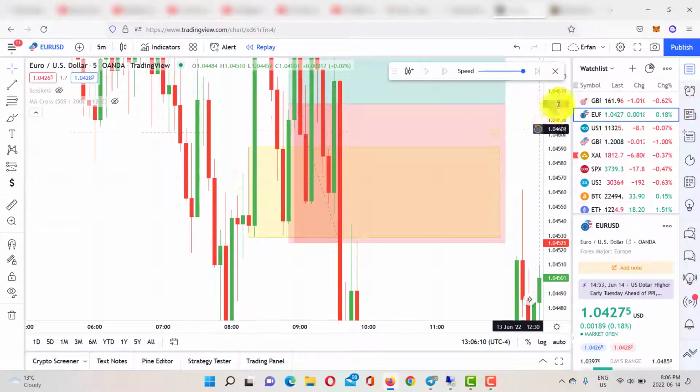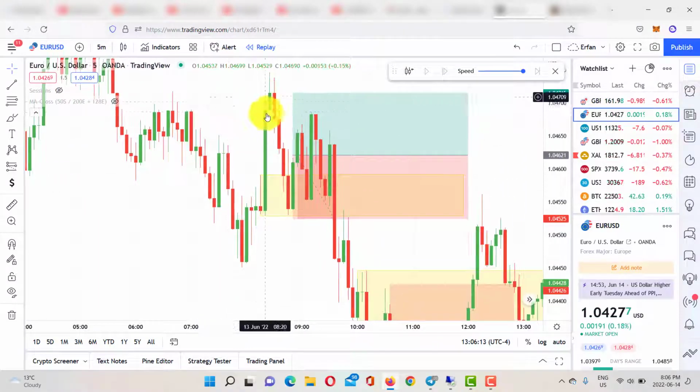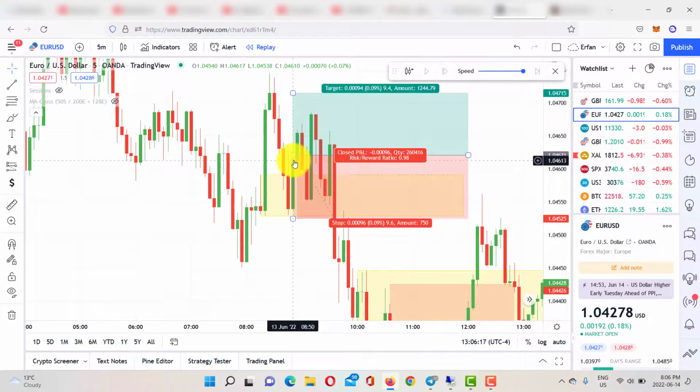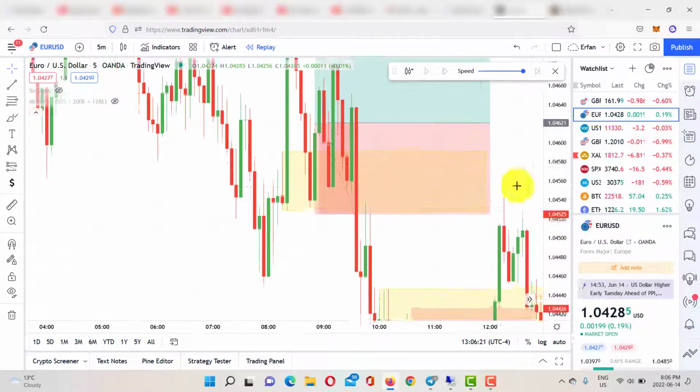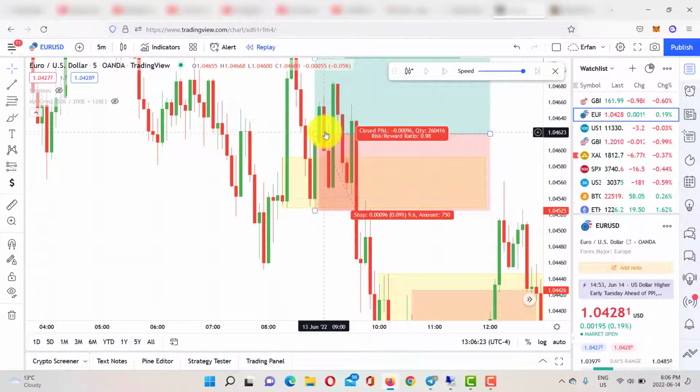We have a high probability demand zone here, and then we wait for the price to tap into this level, which is this one right here, and then you wait for a better one to give you a confirmation, and then you find this one, and then you say, okay, the zone is valid, and then I have this bullish engulfing candle.